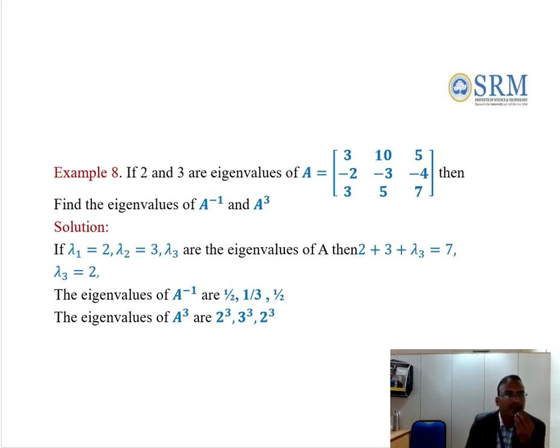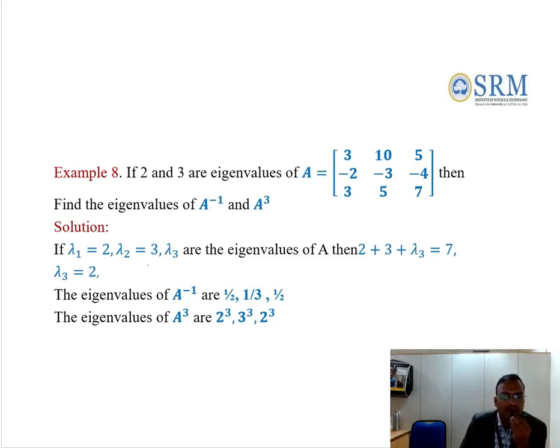If 2 and 3 are eigenvalues of the matrix A having the elements 3, 10, 5, minus 2, minus 2, minus 3, minus 4, 3, 5, then find the eigenvalues of A inverse and A cube. Let us assume that lambda 1 equal to 2 and lambda 2 equal to 3. We don't know what is the lambda 3. By using the property, we are going to find out what is the third eigenvalue.